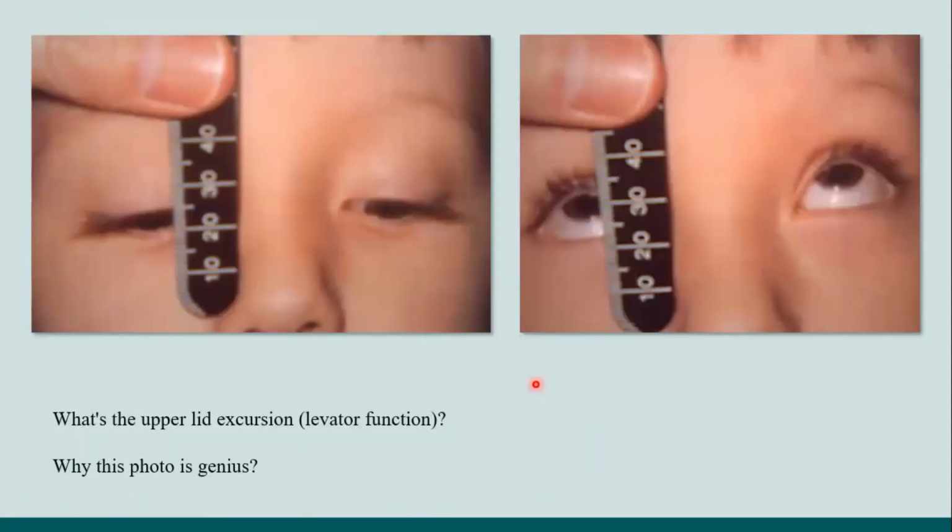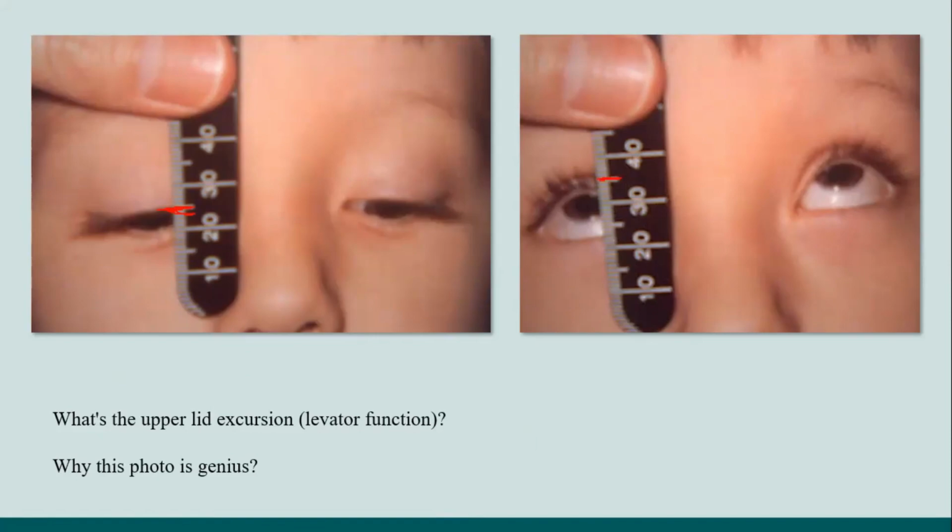I brought this image. This is a new image, and I'm sorry, I don't remember the reference because it was taken from one of my old presentations. This is exactly the most correct photo, because here you see the child is asked to look down, and let's say the mark is at this area, and then the child is asked to look up, and now the mark is here.